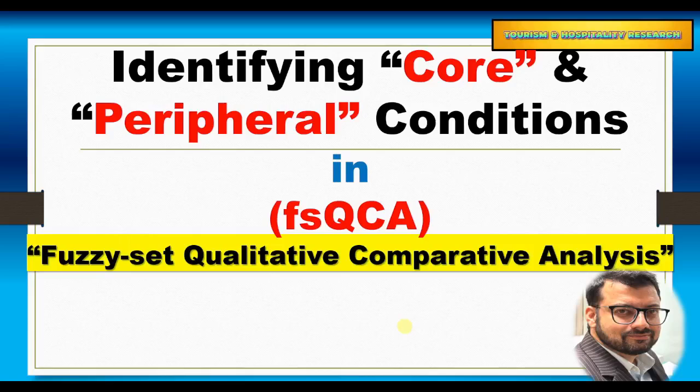In today's session of Tourism and Hospitality Research, we will be discussing core and peripheral conditions in fuzzy set qualitative comparative analysis. So, what are core conditions and what are peripheral conditions? Both are types of sufficient conditions which we obtain through the truth table analysis. Now, how to identify them? I'll show you a practical so that you can use that technique.